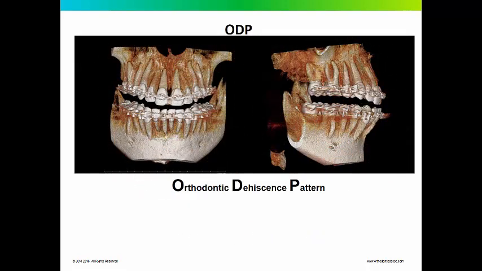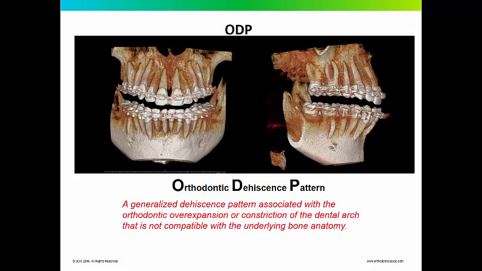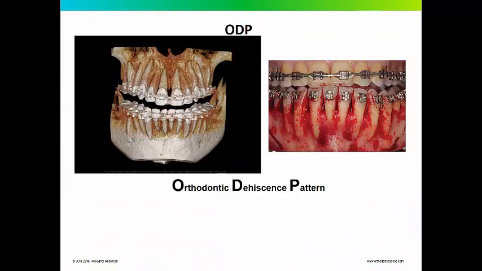Today I'd like to talk about orthodontic dehiscence pattern. Orthodontic dehiscence pattern is defined as a generalized dehiscence pattern associated with the orthodontic overexpansion or constriction of the dental arch that is not compatible with the underlying bone anatomy. In other words, we're talking about a tooth that is positioned with disregard of the anatomy of the alveolar process.